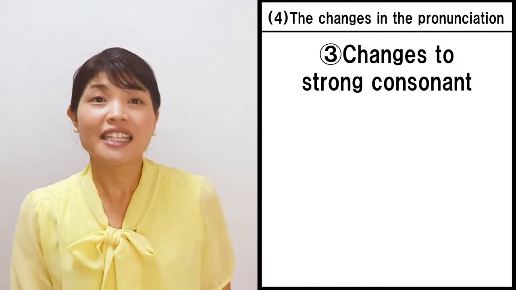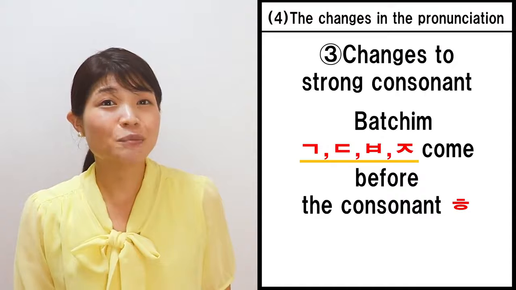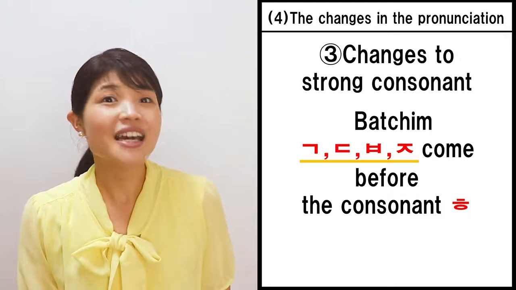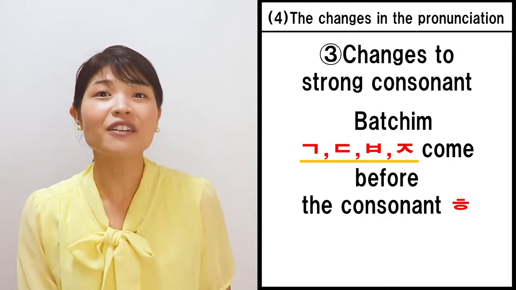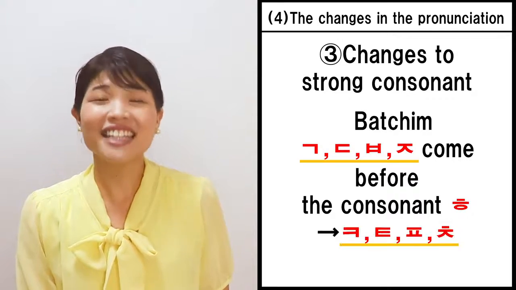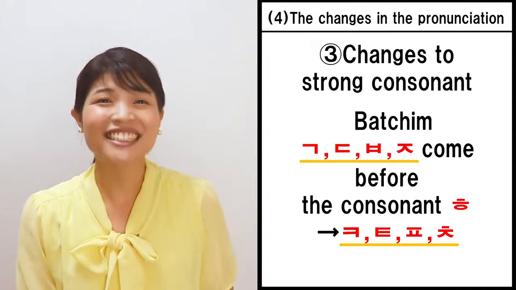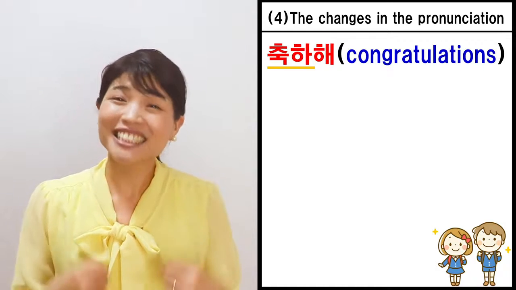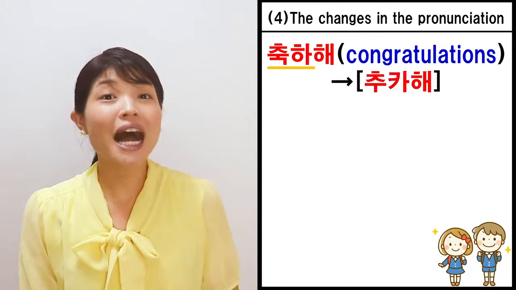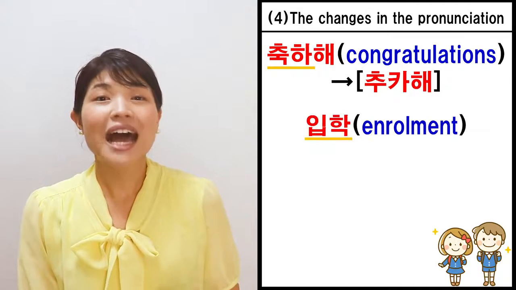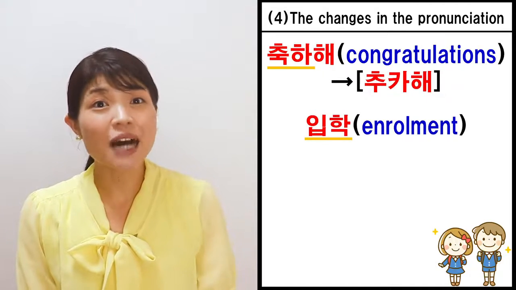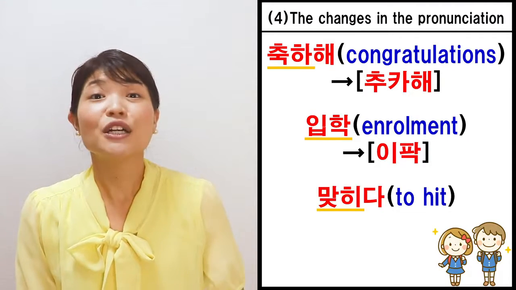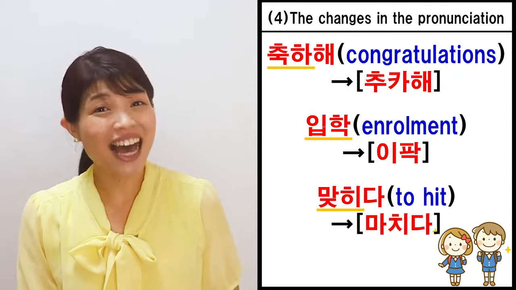When the consonants 기읒, 디귿, 비읍, 지읒 come before or after the 받침 히읗, their pronunciation will become strong consonants like 키읔, 티읕, 피읖, 치읓. For example, 축하해, congratulations. 입학, enrollment. 맞히다, to hit.